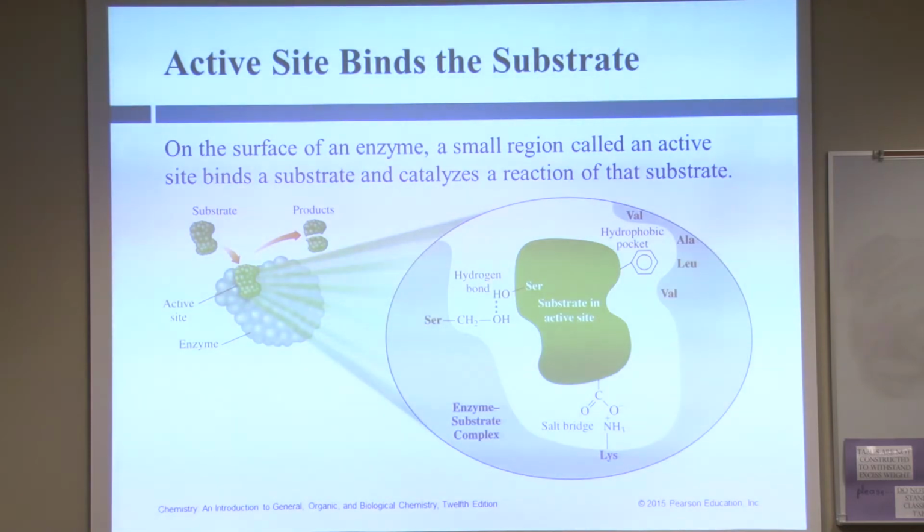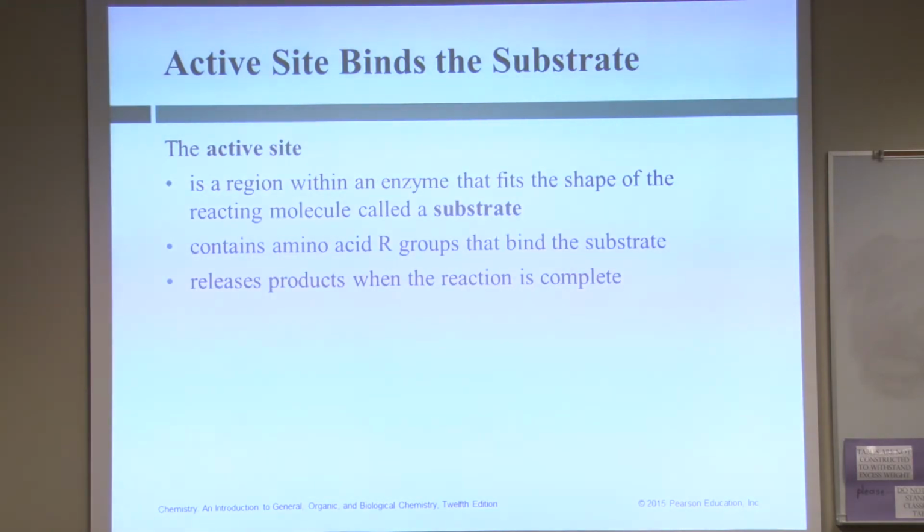The R groups form hydrogen bonds, salt bridges, or hydrophobic interactions with the functional group on the substrate and connect the substrate to the active site. And then the combination of the enzyme and the substrate is known as the enzyme substrate complex. So that's what we said.